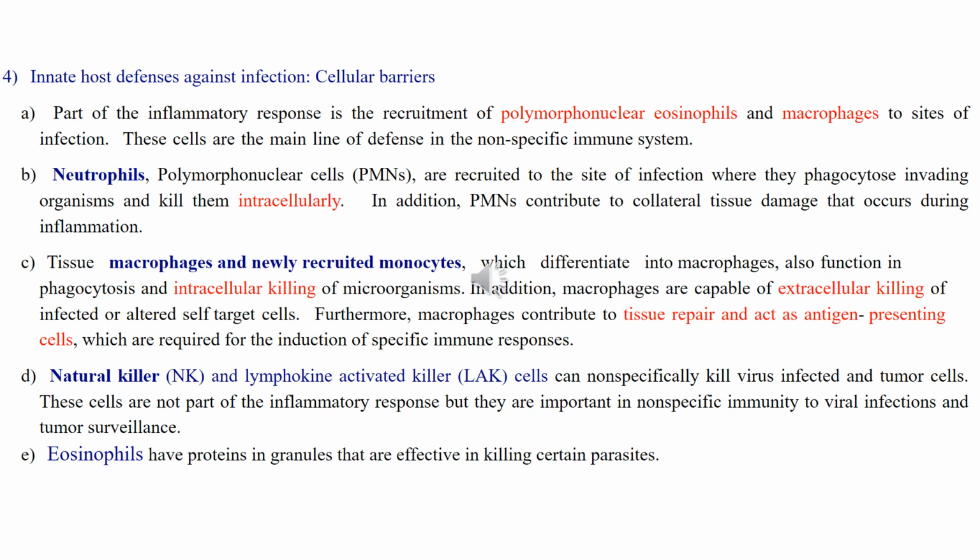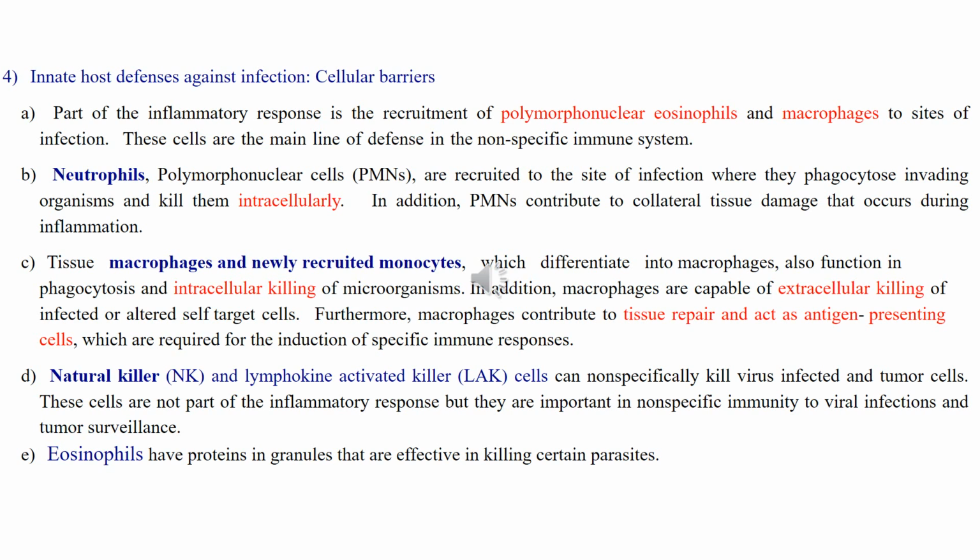The other part of the innate immune system is the cellular barrier. Part of the inflammatory response is the recruitment of neutrophils, eosinophils, and macrophages to the site of infection. These cells are the main line of defense in the non-specific immune system, the innate immune system.